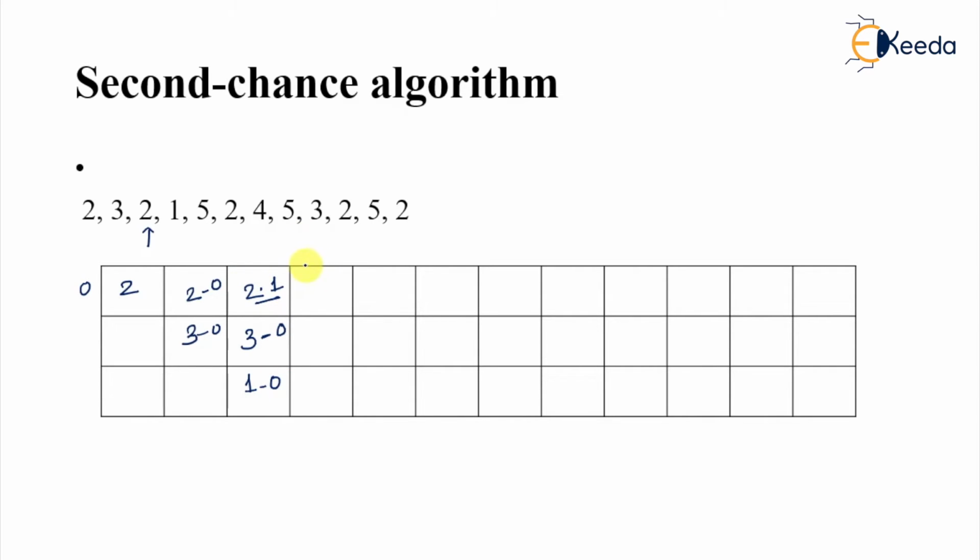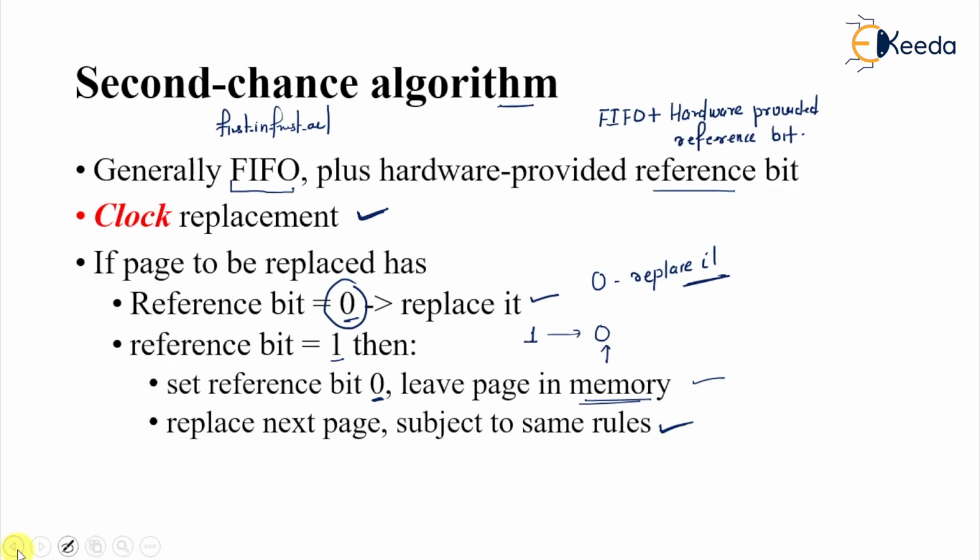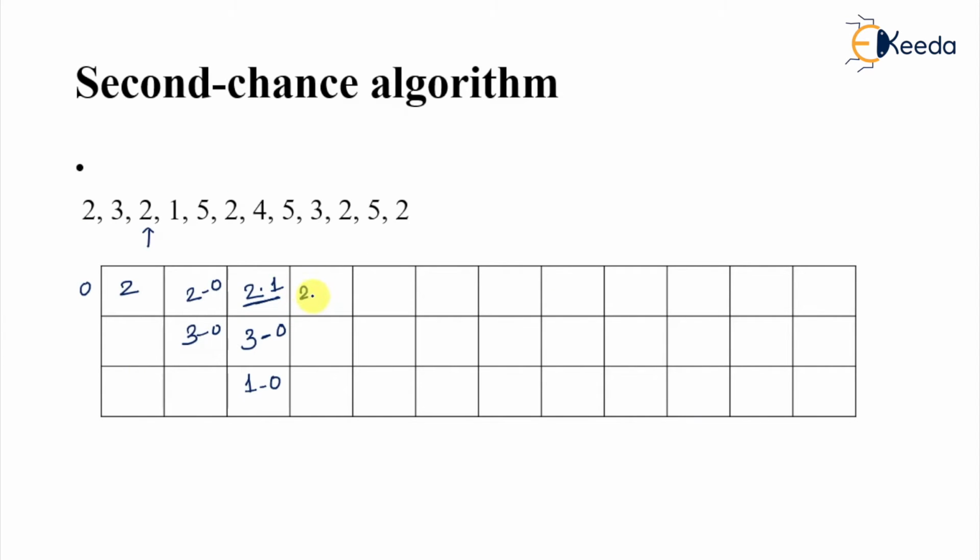5 comes. Now when 5 comes, we search in FIFO order, first in first out, and the first in is 2. The logic says that if the reference bit is 0, replace it; if the reference bit is 1, set it to 0. So we set 2's bit to 0, then come to 3, and that will be replaced by 5, setting the reference bits to 0, 1 and 0.